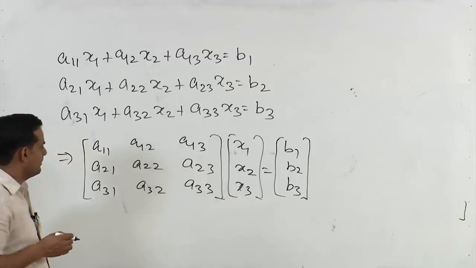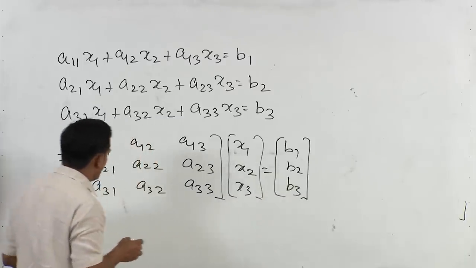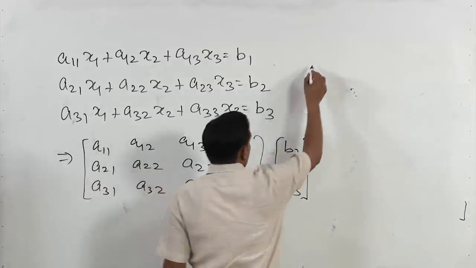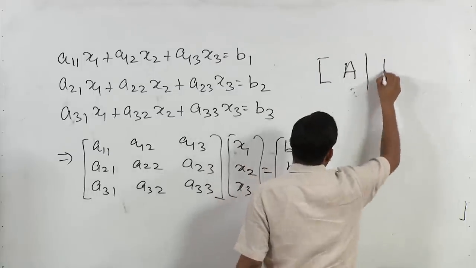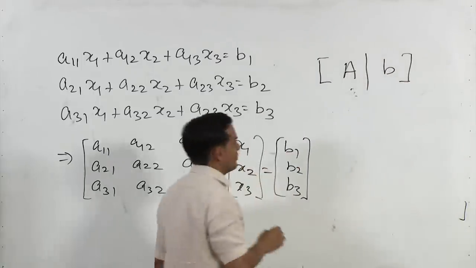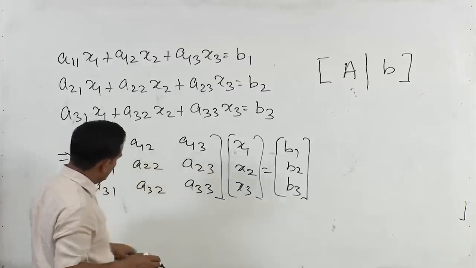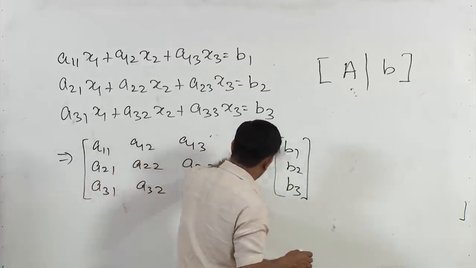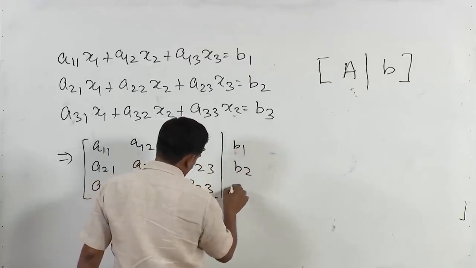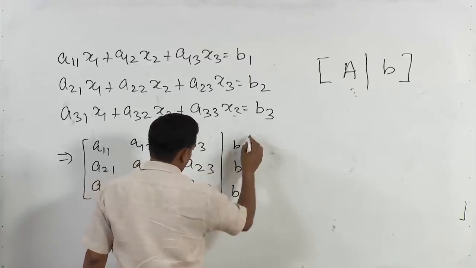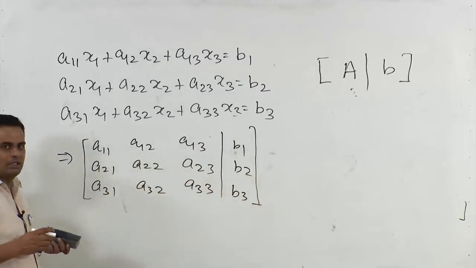So in the Gaussian elimination method, what we used to do, first of all, we will write the augmented matrix, which is given as the coefficient matrix A, and we append the right hand side vector as the last column. So for example, this is the coefficient matrix here. What I will do, I will append this b1, b2, b3 here. Now this is my augmented matrix.